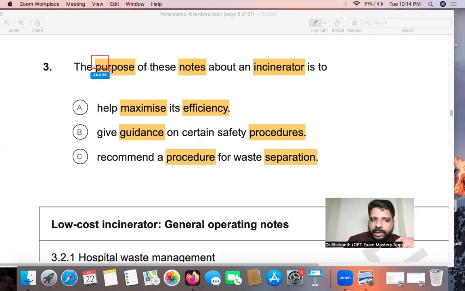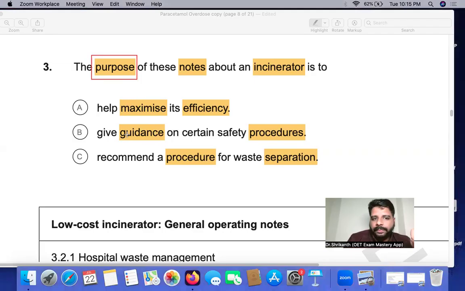So over here, the question is the purpose. Our duty is to find why these notes were written about this incinerator. So what is the verb over here? Help maximize its efficiency. So what is the action over here? Help. Help is a movement. That is the verb over here. So the purpose is to help the reader improve the efficiency of the incinerator. Help the person. That is the verb over here. That is what we call verb analysis.